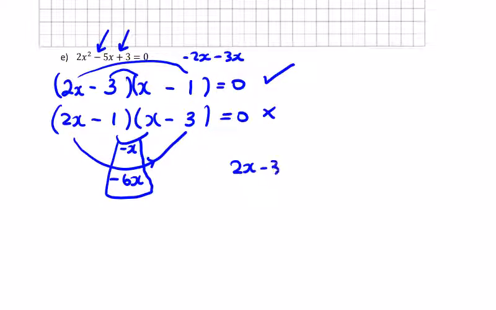So I'm just going to write it again: 2x minus 3 by x minus 1. So this is a bit of trial and error. In this case, x is equal to, you put the 3 over the 2 and you change the sign, or x is equal to, just change the sign when it's x in the bracket.